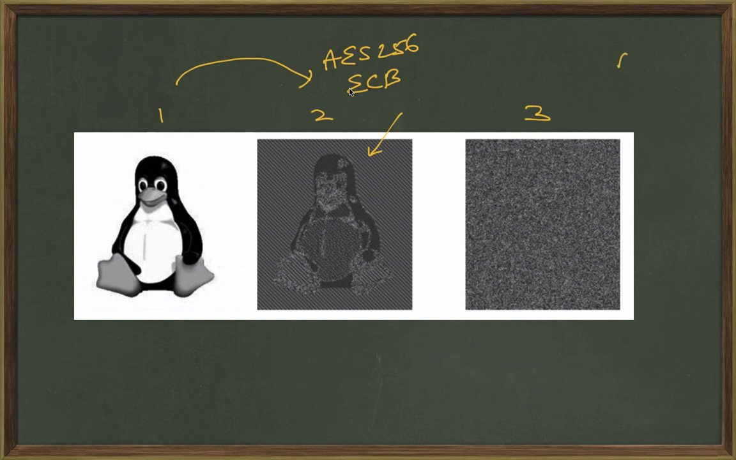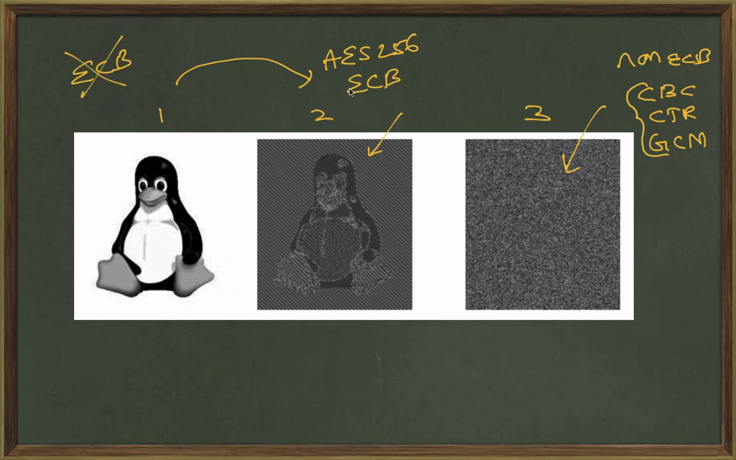Let's say I use a non-ECB mode. There are a lot of non-ECB modes. For example, you have cipher block chaining mode, you have counter mode, you have Galois counter mode. If you use any of the non-ECB modes, you will get this. Here the output is completely random, there is absolutely no pattern. That means you must never ever use this ECB mode of operation. In real life, you should always use a non-ECB mode of operation.